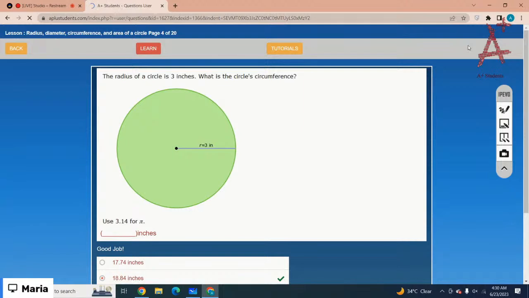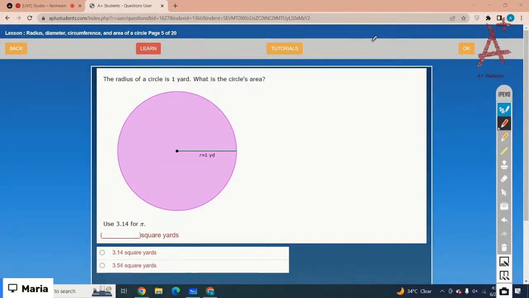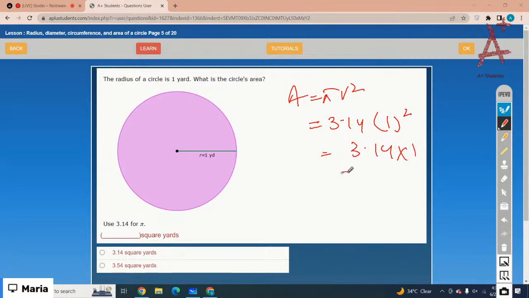Okay, the next one is the circumference of the circle is 1 yard. What is the area? The area of the circle is pi r square. Got it? Pi is 3.14, r is 1, and 1 square is 1. So it would be 3.14 times 1. That means the area of the circle equals 3.14 square yards. Got it?